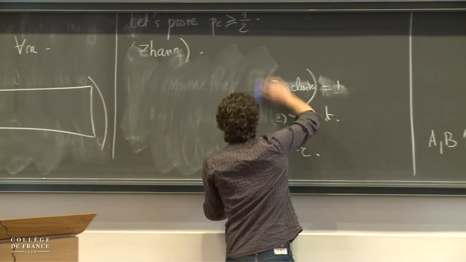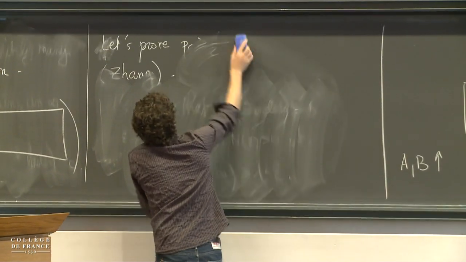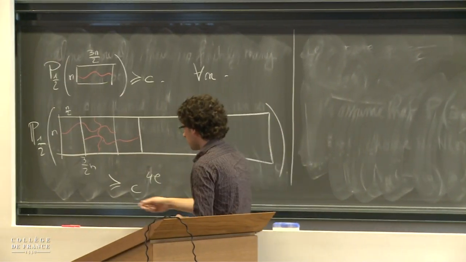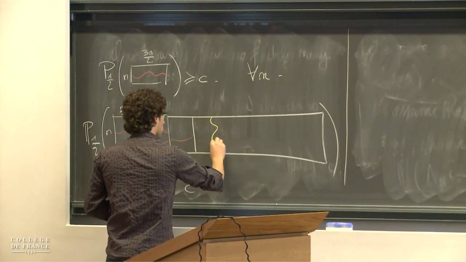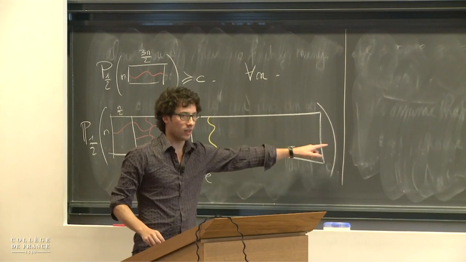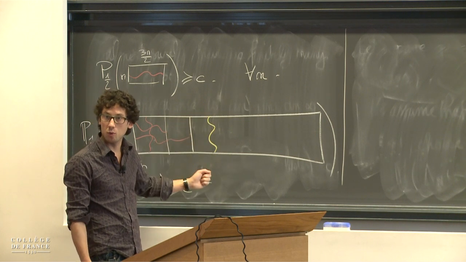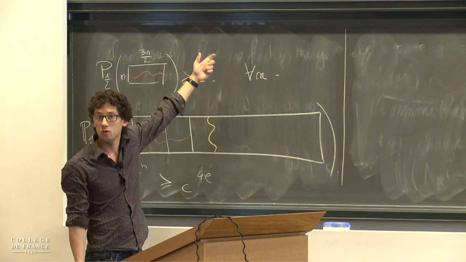OK, how do you get the upper bound? Sorry, this gives you the lower bound. The upper bound is simply, if you want, the probability of having a path like that is definitely 1 minus the probability of having a path like that, and then you use the Russo-Seymour-Welsh in the other direction, and you get the upper bound.